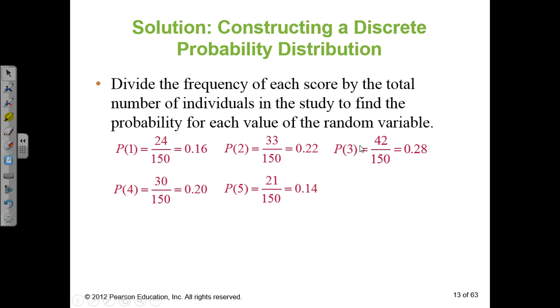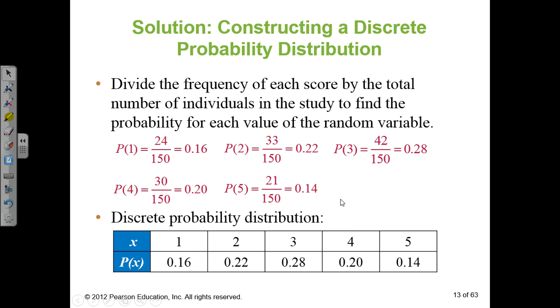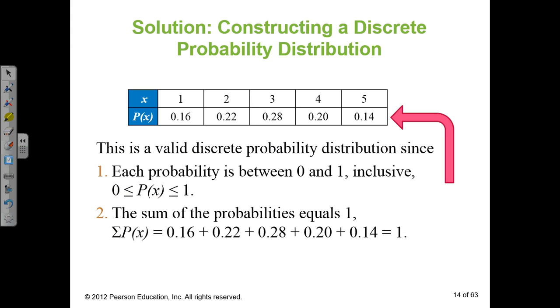So on for the probability of getting a 2, 33 people got a 2 on the exam out of the 150. 42 people out of the 150 got a score of 3. In other words, about 28%, and so forth. Then you just list it out as a table. Here are all the possible values that you could have gotten on that test and their respective probabilities. This is a discrete probability distribution. This is set up in table form, and we can also set it up as a histogram, which you'll see in just a minute. Let's check that this is a valid probability distribution. Are all of these numbers between 0 and 1? Yes. If we add them up, they should sum to 1, and they do.